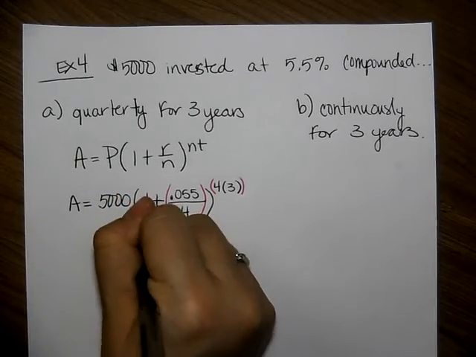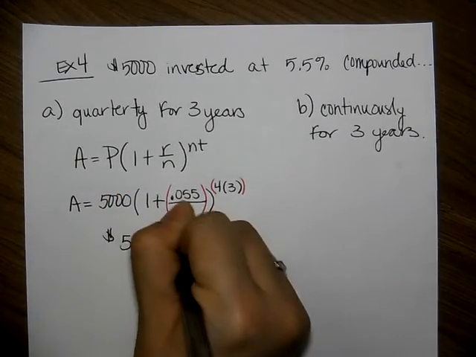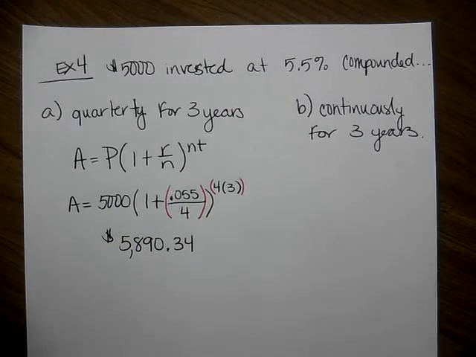Did you get $5,890.34? That's not really the best. So now it doesn't make any sense to not round to the 100th here, right? Like we would never round to the 1,000th place. You would always round to the 100th because that's how we talk about money.